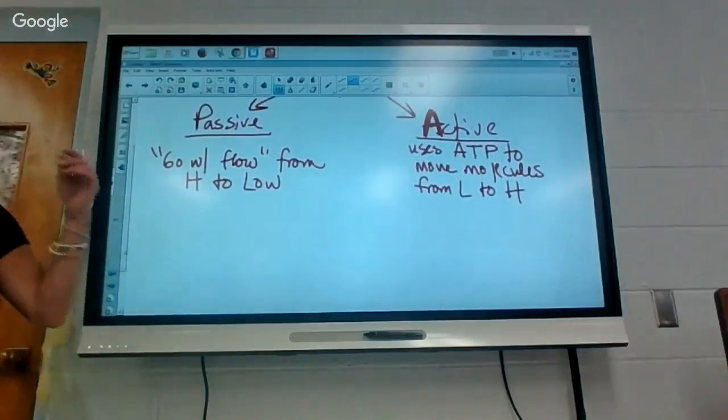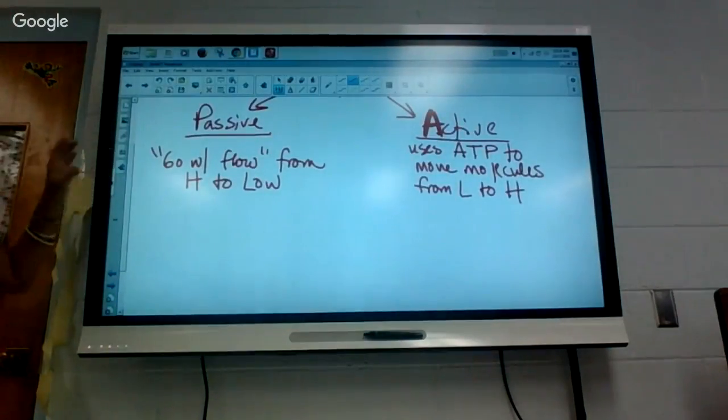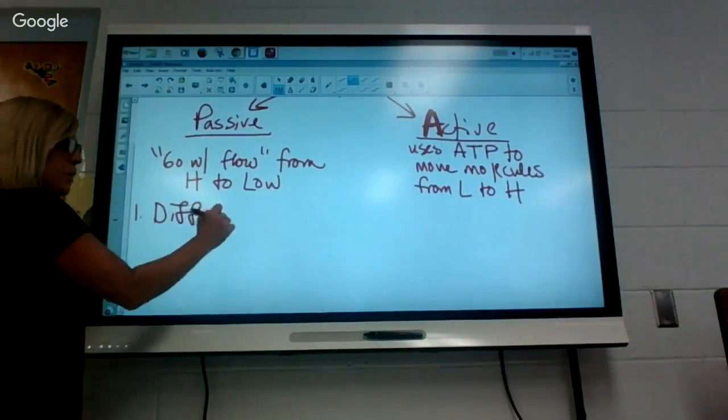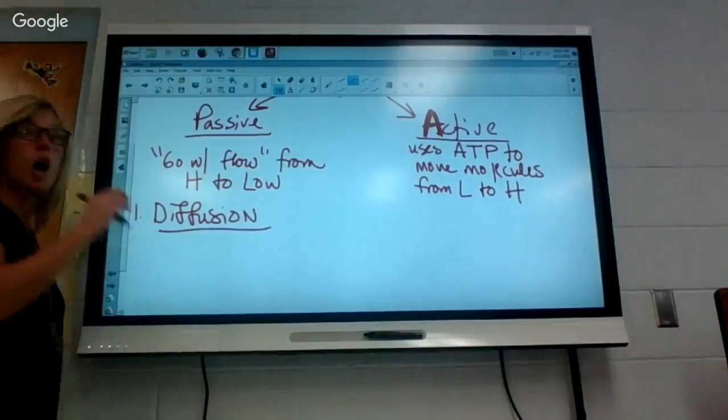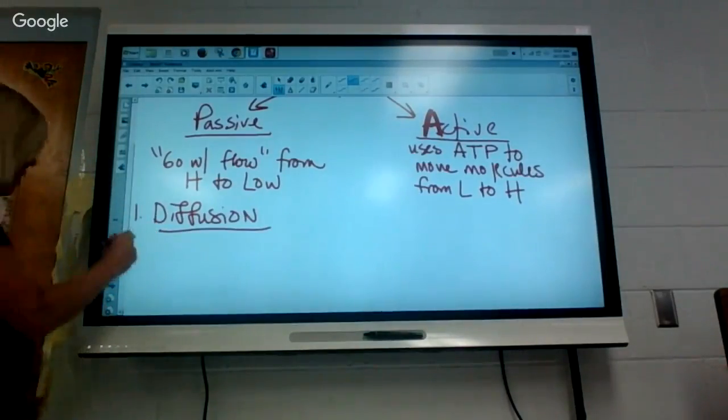Okay. So somebody last period said just go with it. And go with it is basically, we said, diffusion, right? And osmosis. Now, which of those moves water only? Only water. Osmosis. All right.